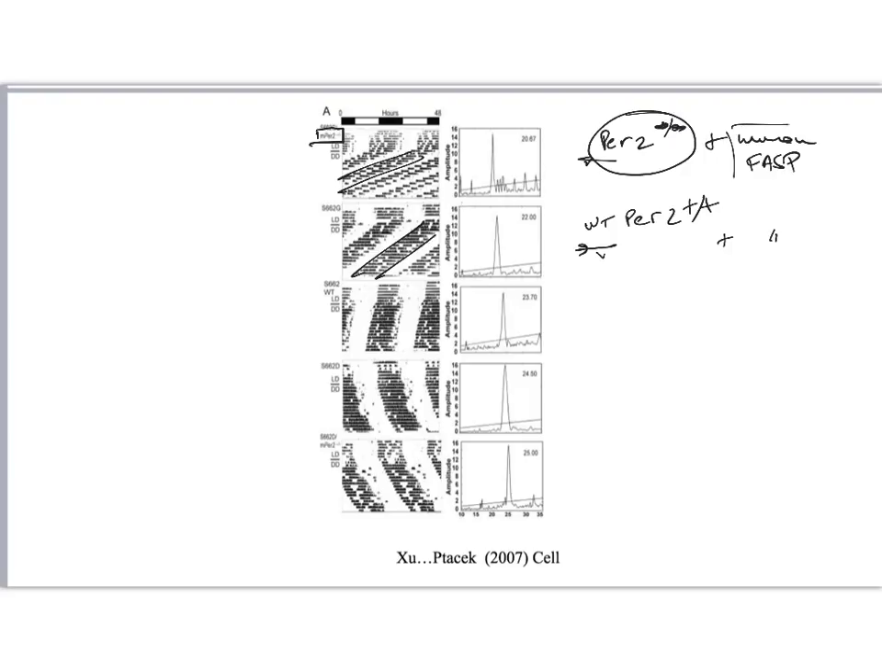This is just adding the human gene to the mouse. But the point here is that if you express the human gene, the mutated version from these families, you also shorten the period in mice. So you get the exact same effect that you're getting in humans.